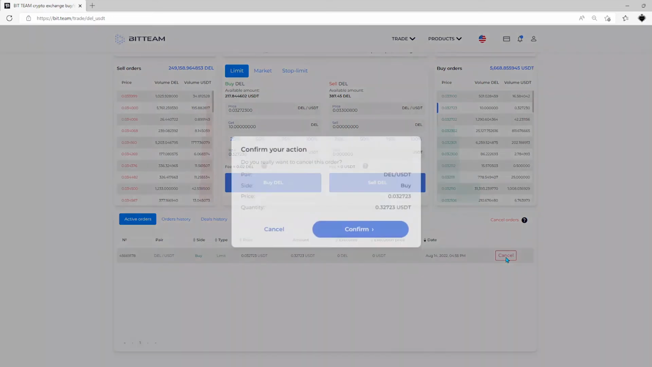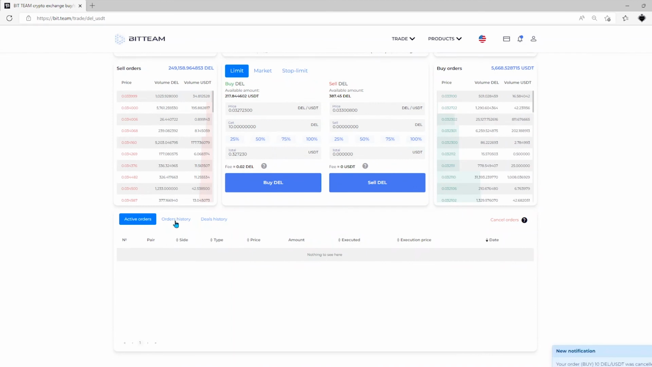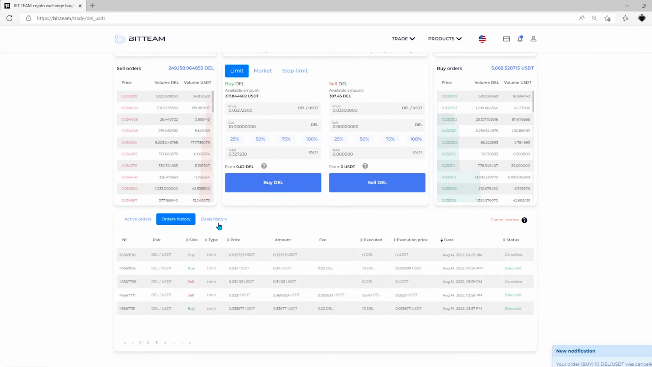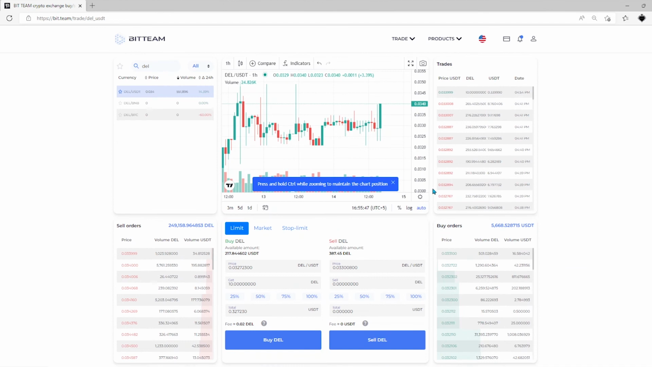In addition, the history of orders and the history of transactions are located in the tabs of the same name. All purchased cryptocurrency is immediately displayed on your account balance, where you can get to by clicking on the profile icon.